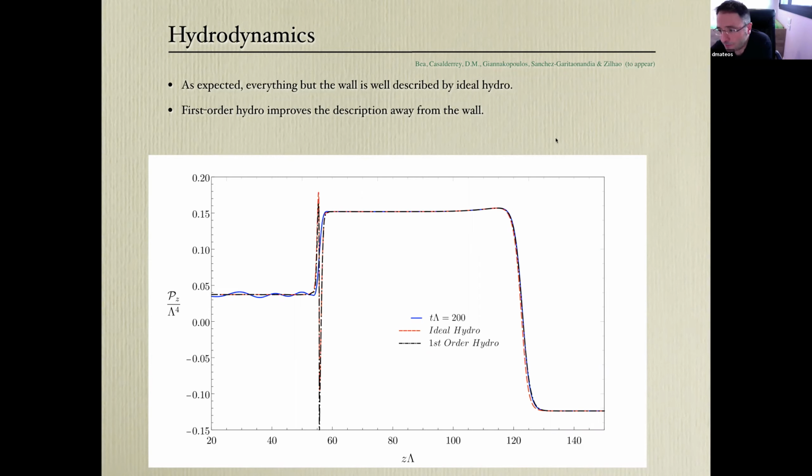Now, my intuition is that second order hydrodynamics, just like in the case of the interface, will describe the wall profile, but unfortunately I cannot show you yet because we are still computing the second order transport coefficients for this theory. But if you stay tuned, I think in a couple of weeks, this will be published and we will know.